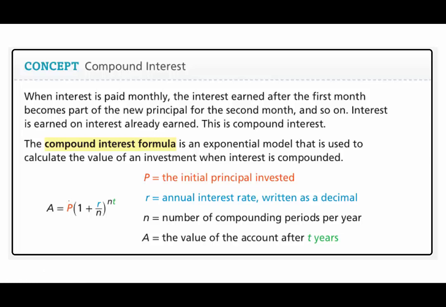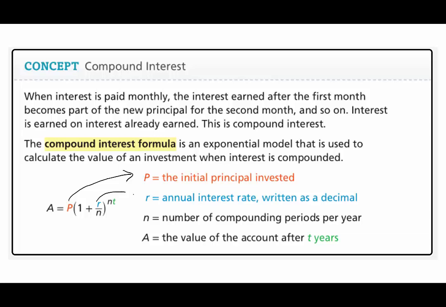The P on the outside of the parentheses indicates the initial principal invested. So that's the initial amount that perhaps you're putting into the bank, or if we're talking about populations, it's the initial population. We could be talking about bacteria growth or decay, so it would be the initial population of the bacteria. So whatever you're starting with.